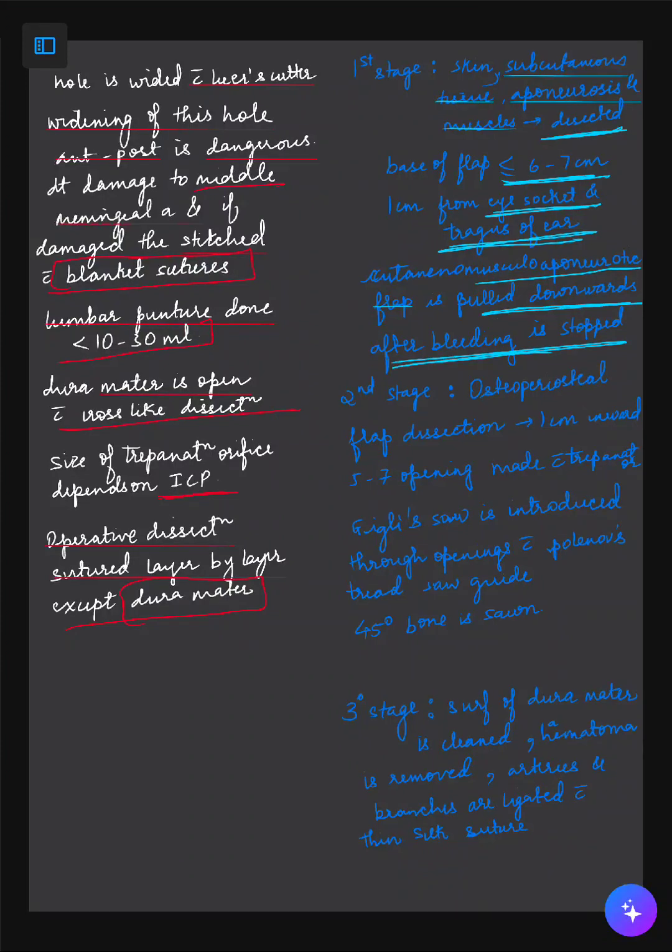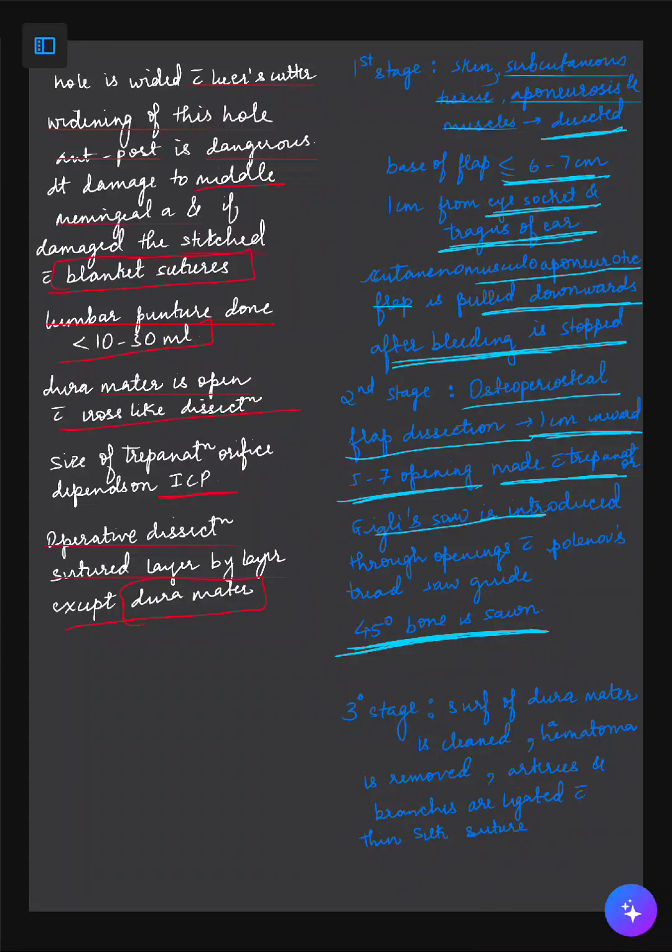Now, second stage: the osteoperiosteal flap is dissected 1 centimeter upward, and 5 to 7 openings are made with a trepanator. Now, in these 5 openings, a Gigli saw is introduced, and it is sawn at an angle of 45 degrees. This is the second stage.